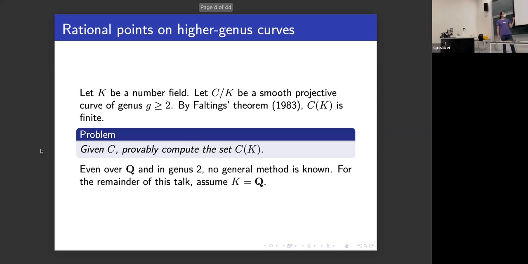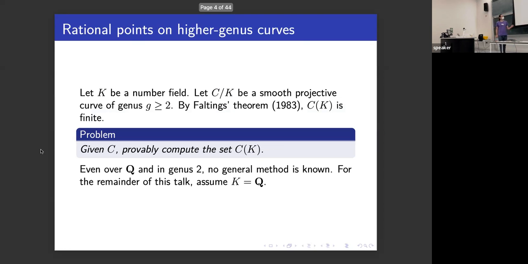And even if we just have a genus 2 curve over Q, currently there is no known method that will actually provably compute the full set of rational points in general. I believe there are some methods that in principle work if you assume some hard conjectures, but I believe those are also not practically feasible methods. They're very much an in-principle algorithm.